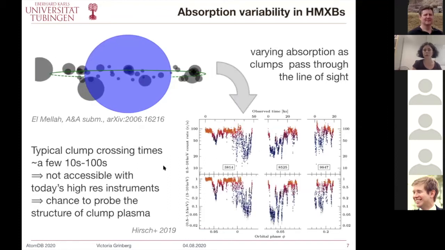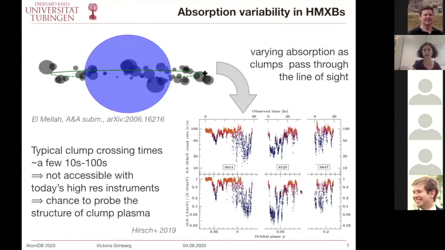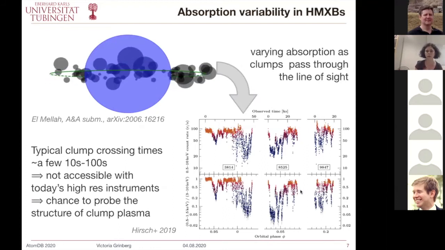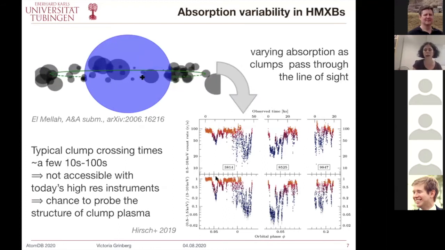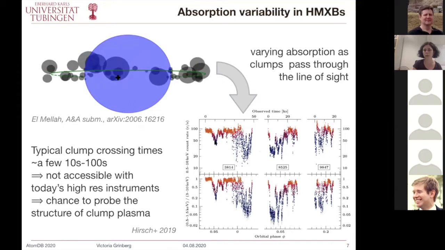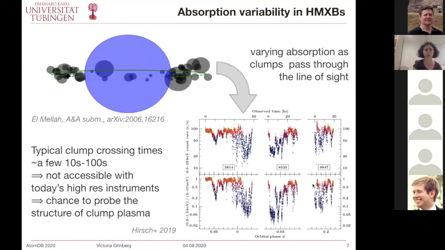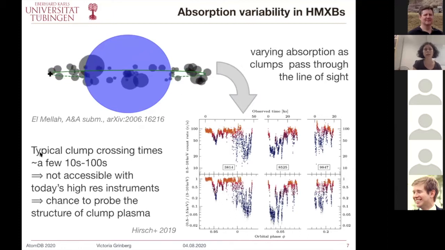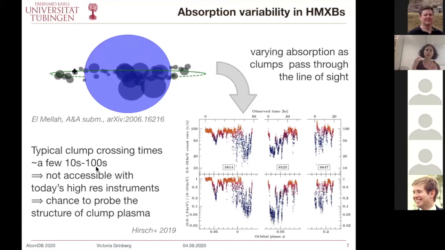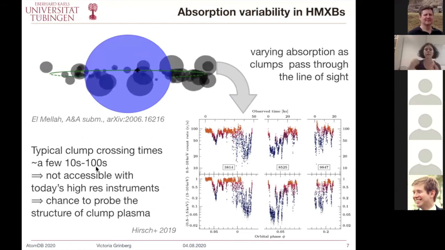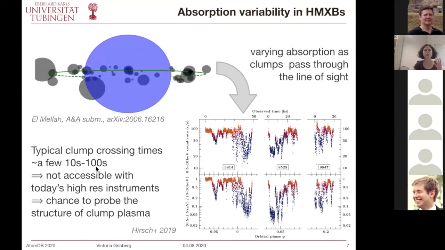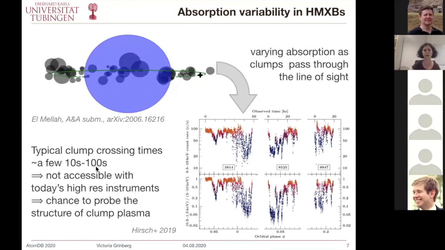So what you see here is from the paper of Maria Hirsch, our observations of Cyg X-1. In the upper panel, you see the light curves, and you see how those light curves dip on a comparatively short time scale. We are going to look at that in detail in a second. The point is that the typical crossing times of such overdensities through your line of sight is a few tens to a few 100 seconds.